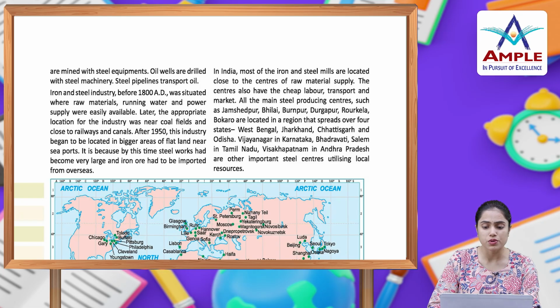All the main steel producing centers such as Jamshedpur, Bhilai, Burnpur, Durgapur, Rourkela, Bokaro are located in a region that spreads over 4 states: West Bengal, Jharkhand, Chhattisgarh and Odisha. Vijayanagar in Karnataka, Bhadravati, Salem in Tamil Nadu, Visakhapatnam in Andhra Pradesh are other important steel centers utilizing local resources.